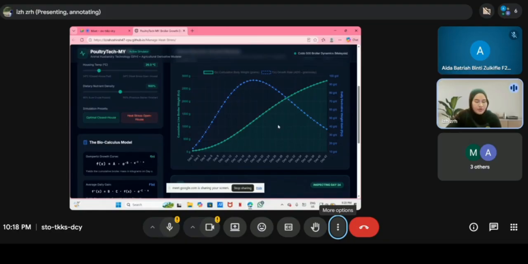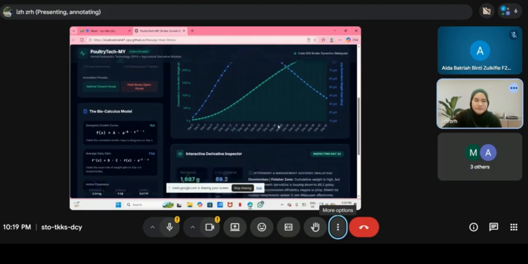The predictive models in Poultry TechMind are not just theoretical guesswork. They are grounded in rigorous localized data. The underlying algorithm is verified against technical reports from the MARDI Poultry Division. In conclusion, Poultry TechMind serves as a vital bridge between mathematical modeling and tropical animal husbandry.